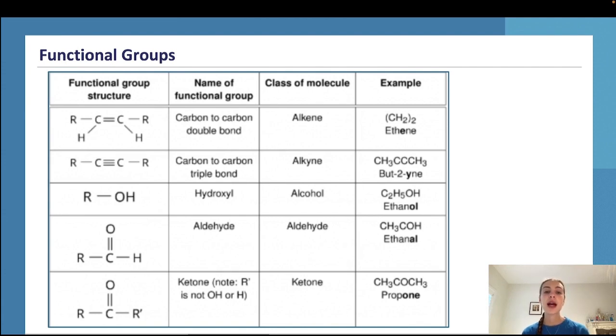The next one we can look at is alcohols. So alcohols have what's known as a hydroxyl group. And so a hydroxyl group is composed of an oxygen bonded to a hydrogen. And so this oxygen can be located anywhere along an alkane, alkene, or alkyne chain. And so it will just be this single bonded oxygen and hydrogen attached anywhere along the carbon chain.